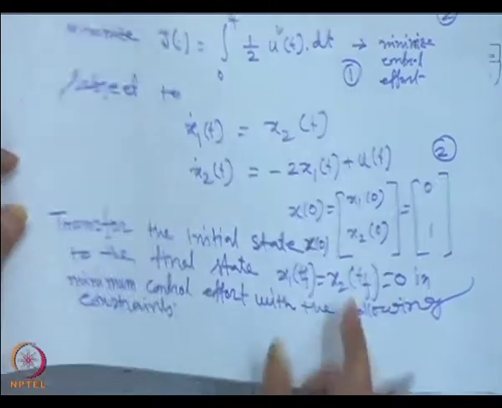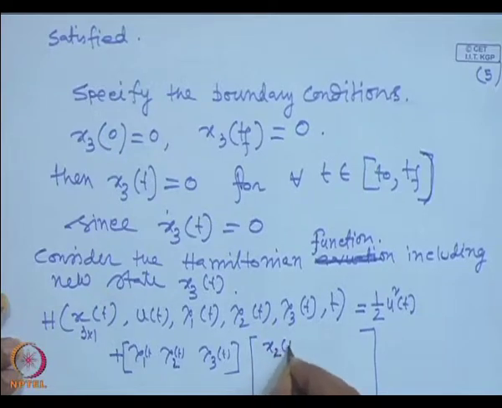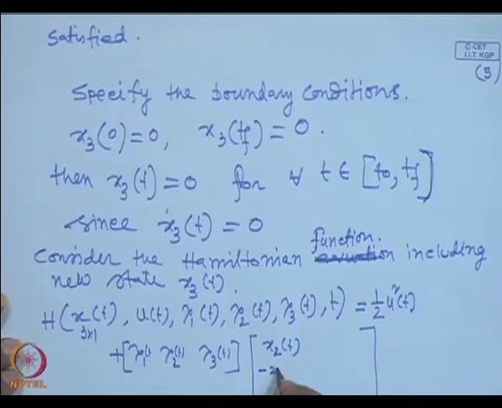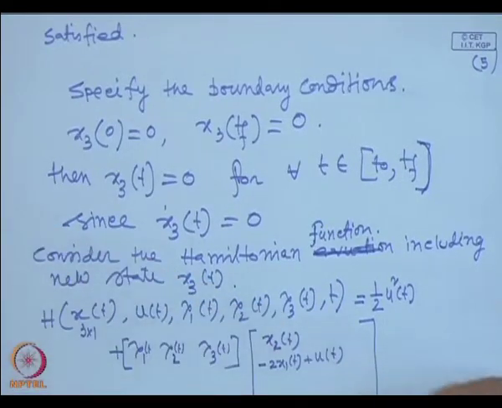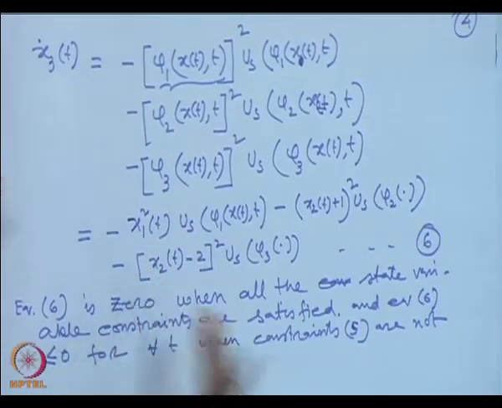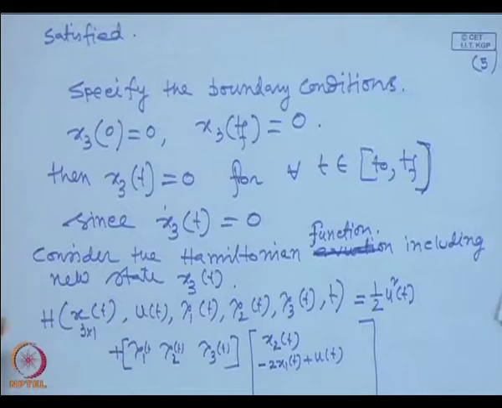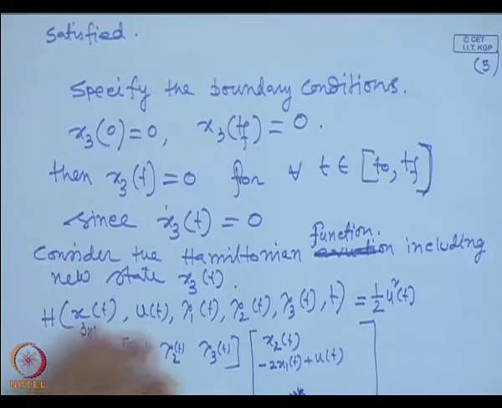So, I am writing this multiplied by x 2 of t. The next equation is x 2 dot is equal to minus 2 x 1 of t plus u of t. Then the third equation. It will be a lengthy expression, so let us call it star, and on the next page I will write what that star is.